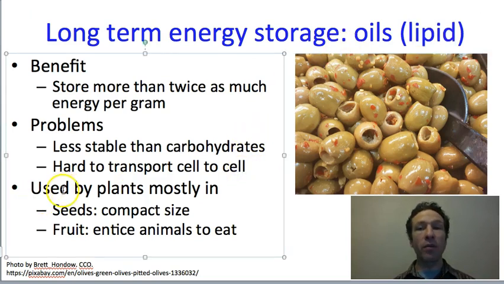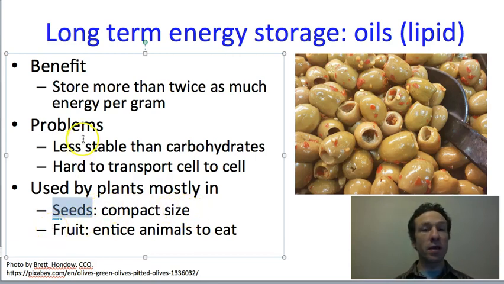However, there are a couple of places where oils are used. The first is they are very commonly used in seeds. This is because seeds need to be small in order to disperse. If they are being dispersed, let us say by wind, then a small seed will disperse more effectively than a large one. Or even if they're being dispersed by animals, the animal might be more willing to eat smaller seeds and less willing to eat large ones.